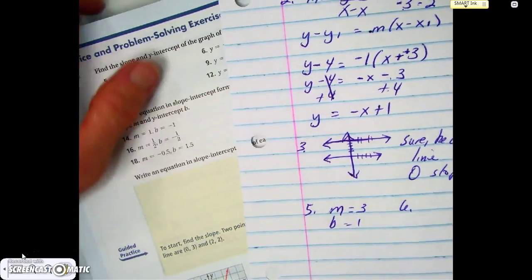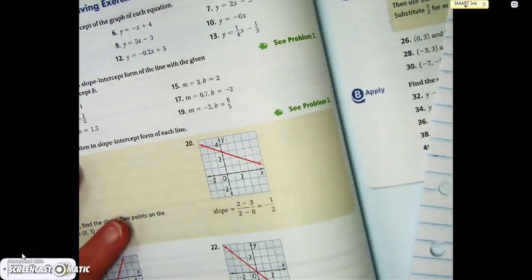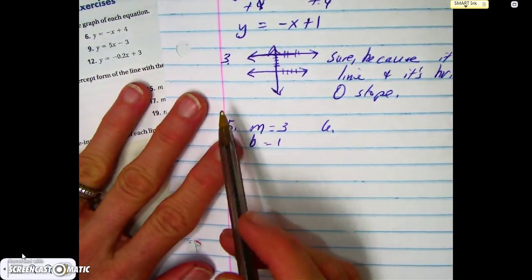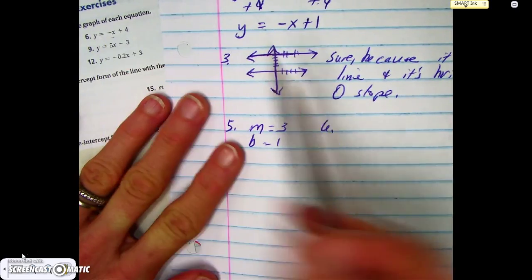Let's go on to number 6. Y equals negative x plus 4. Well, that's easy, right? So the slope is m.